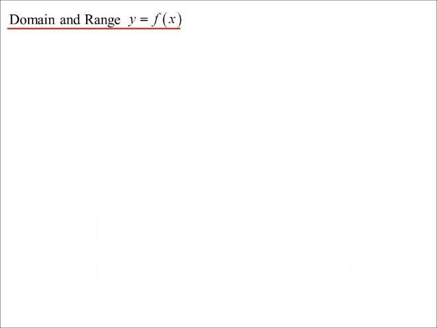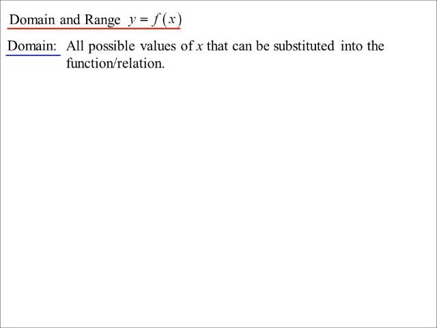So domain and range are 2 interesting things of functions and relations that we like to look at. So domain, all the possible values of x that you can substitute in and get an answer. That's the domain. So if you think of the function or the relation like some sort of computing machine, the domain would be the input. They're all the values you're throwing into the machine. So everything that you can put in and it'll get an answer.